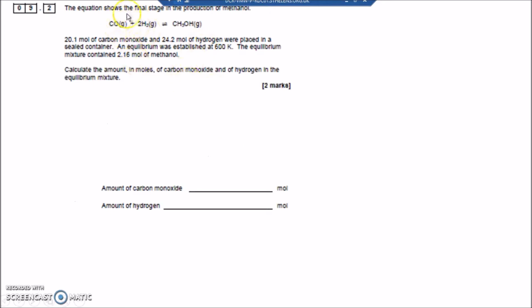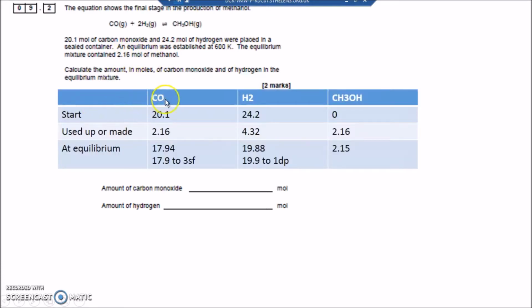9.2, we're going to lay this out in a table. It's an equilibrium. So we've got carbon monoxide and 2 moles of hydrogen making methanol, and we've got the number of moles of carbon monoxide in the mixture at the start, and at equilibrium it tells you how much methanol. So let's lay it out as a table as normal. We've got carbon monoxide, we've got H2, and we've got the methanol. At the start we've got 20.1 moles of carbon monoxide, we've got 24.2 moles of hydrogen. We haven't got any methanol, it doesn't tell you you've got any methanol, so we'll have to assume at the start there's no methanol in the mixture, we've not made any yet.